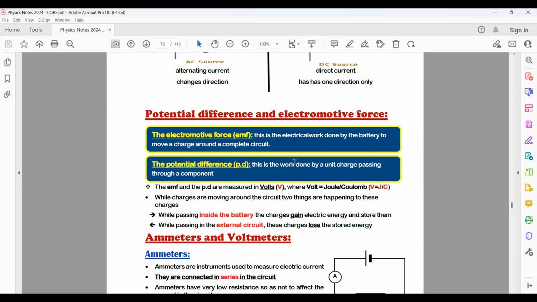We'll look at two definitions. The potential difference is the work done or the amount of energy transferred by the charge when it passes through the component. If the charge comes through the wire, it has electrical energy. When it passes through the lamp, it will give this electrical energy to the lamp. So the lamp will convert the electric energy into light. Now the charge has less energy. So we say that there is a potential difference.